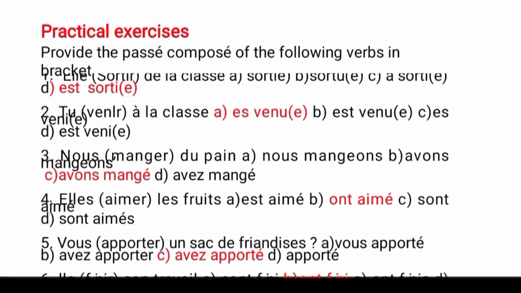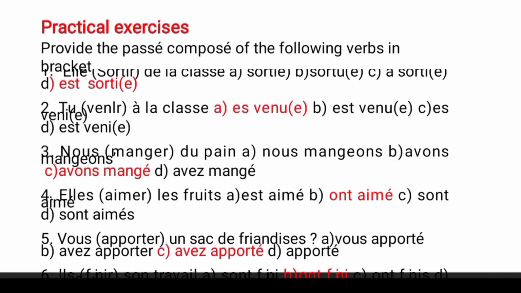With that, let's look at a brief exercise here. I underline the answers. You can practice with them as a student to help you understand. The question is: provide the passé composé of the verb in brackets. Now we have: Elle sortit de la classe.